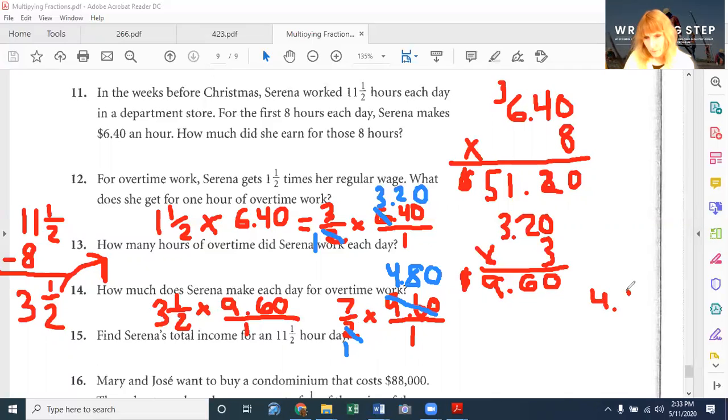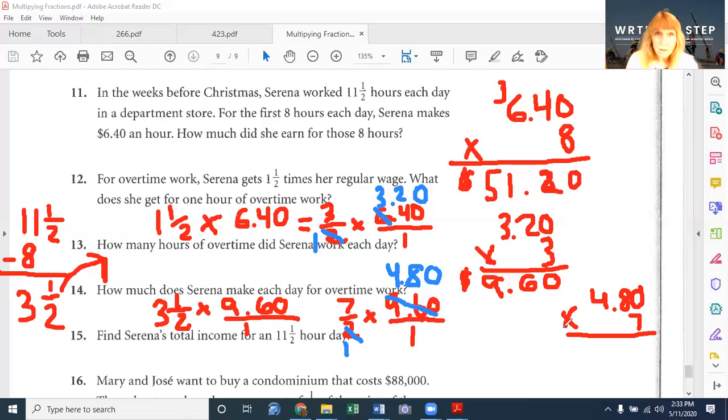$4.80 times 7. And the reason why we don't have anything on the bottom is they're just ones, right? So we don't have to worry about those. And we multiply like that. So you can go ahead and do that multiplication. That would be the answer to 14.